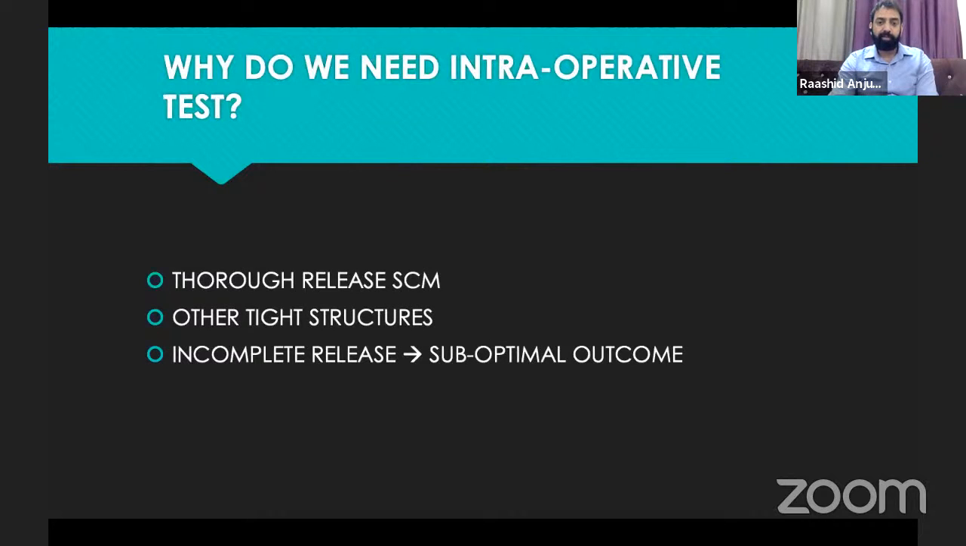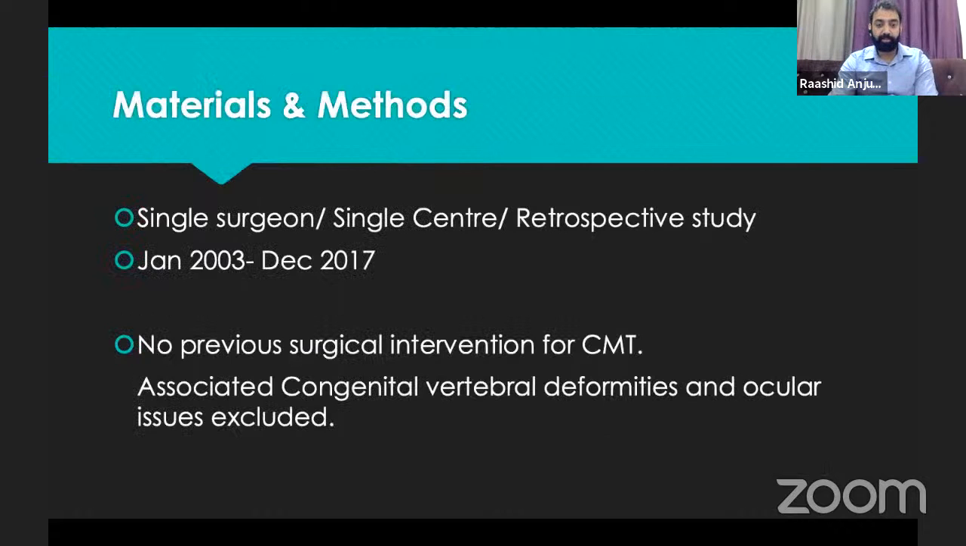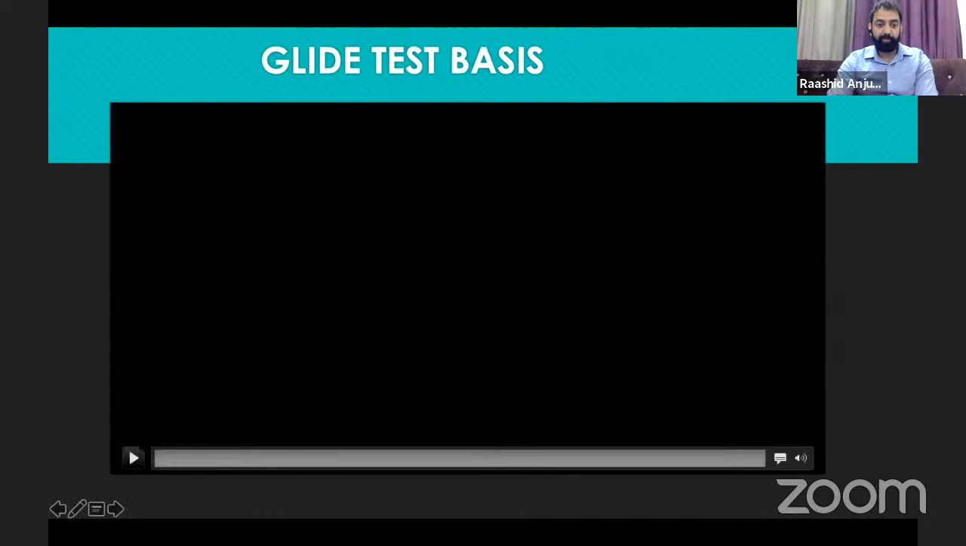But there is also a need for intraoperative assessment, because a thorough release of the sternocleidomastoid muscle is very important. There may be other tight structures along with the sternocleidomastoid that need to be released. Incomplete release will lead to a suboptimal outcome. So this is a test that is described by Professor Ashok Johri. We have used it for intraoperative assessment. I will just run it briefly.